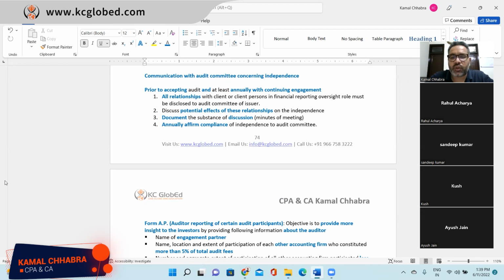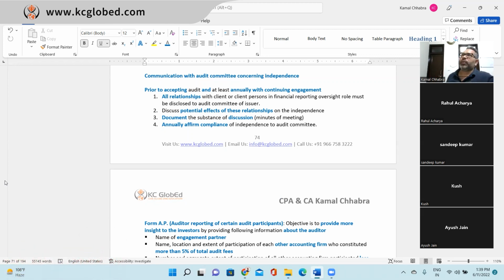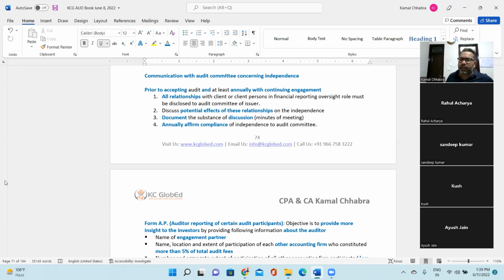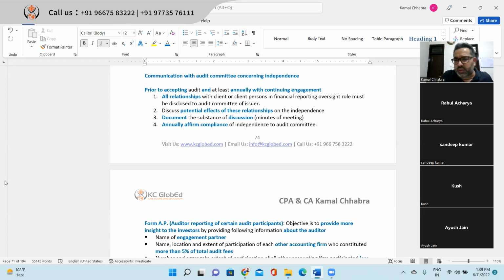What all information do you need to provide to the audit committee? All the relationships with the client and client personnel in a financial reporting oversight role must be disclosed to the audit committee. If you go back to the independence rule, which we studied last week, for example, if you have a close relative or family member who is an employee of the audit client, you need to give those disclosures to the audit committee.